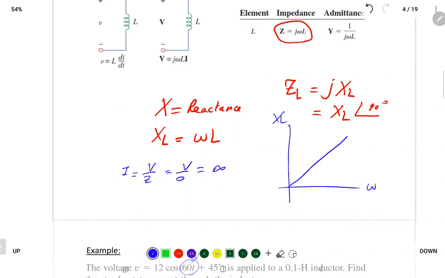Short circuit. Another thing, you can say voltage is equal to Z times I, and Z is 0 times I, so the voltage is equal to 0. It means short circuit. So the inductor behaves as a short circuit in DC. And when the frequency gets higher, the impedance gets higher, and the current gets smaller, and it can behave like an open circuit at high frequency.